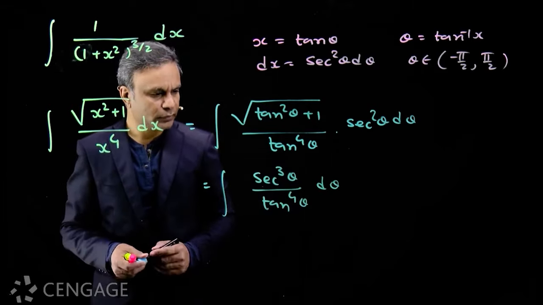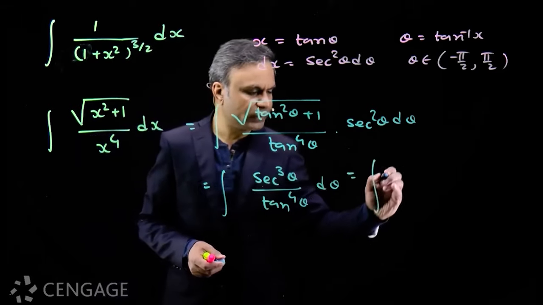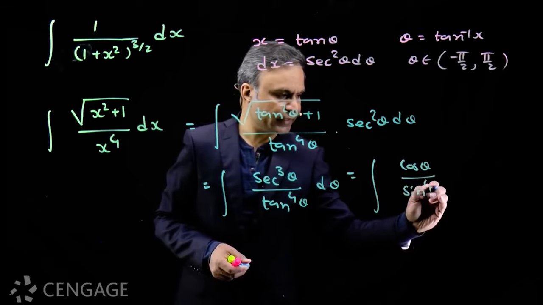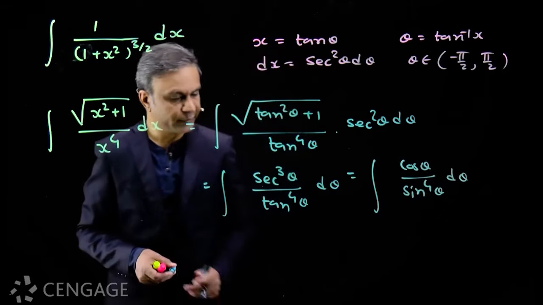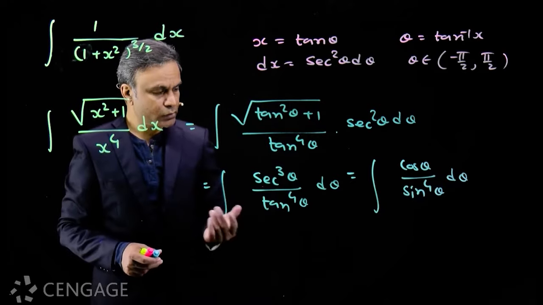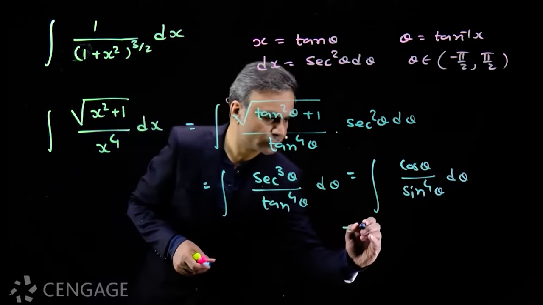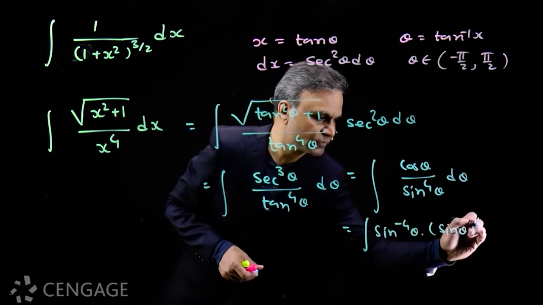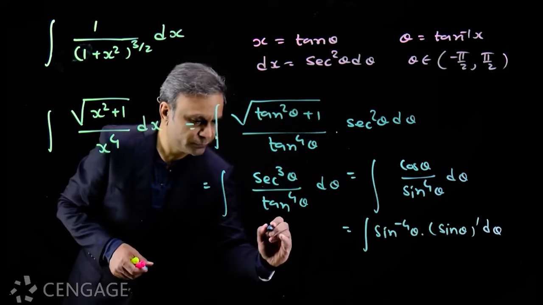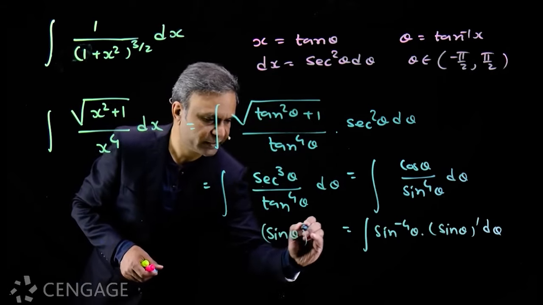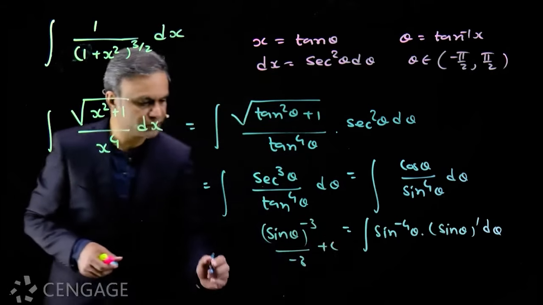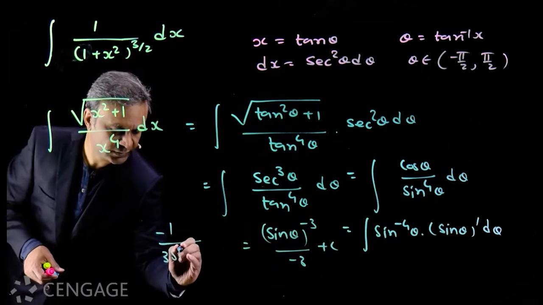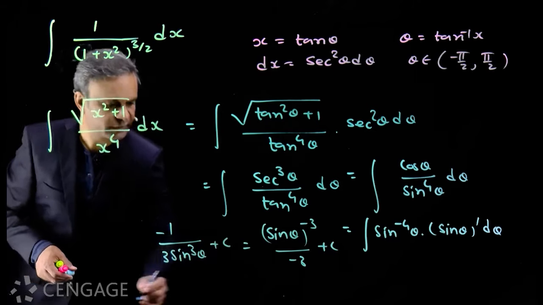Now change this to sin and cos. We have cos theta upon sin power 4 theta. Cos theta is the derivative of sin theta. Okay, so we have here sin power minus 4 theta multiplied by the derivative of sin theta. Integration will be sin theta power minus 3 upon minus 3 plus constant c. This is equal to minus 1 upon 3 sin cube theta plus constant c.